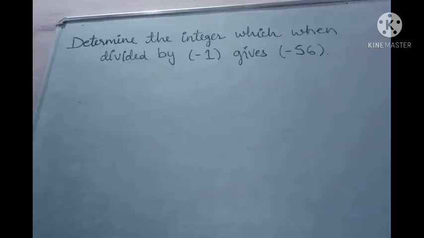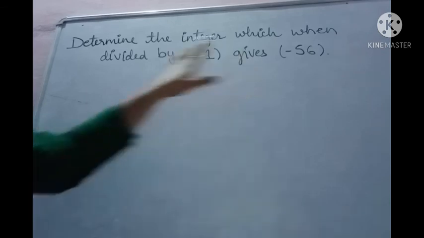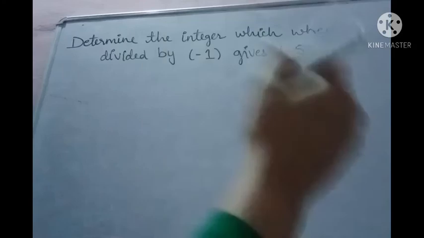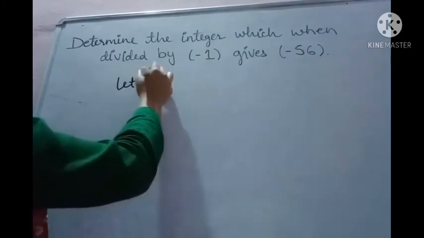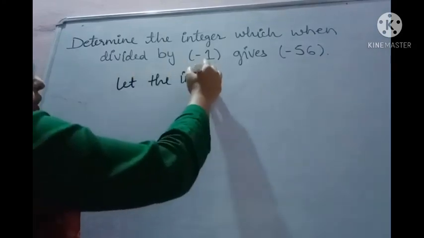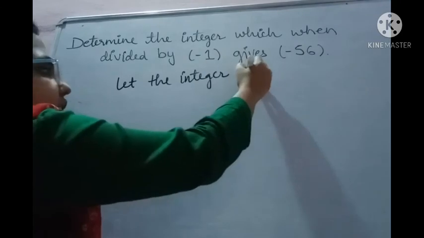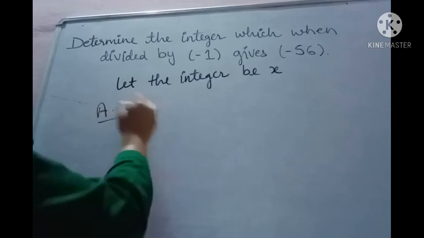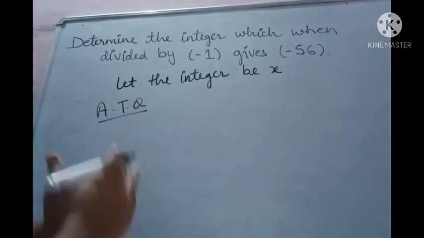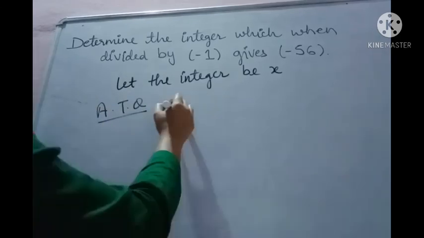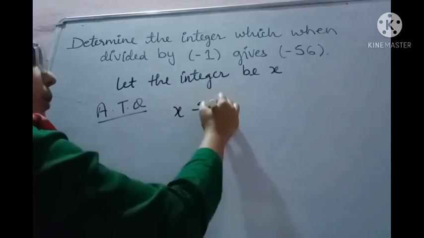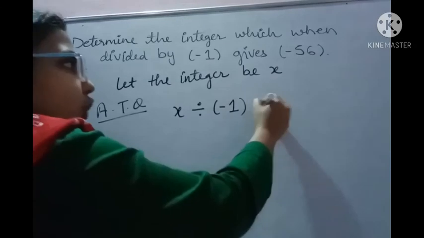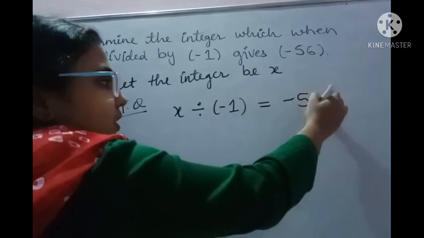Now let's have one more type of question. Determine the integer which when divided by minus 1 gives minus 56. So let the integer be x. That will be our very first statement. According to the question, you need to determine an integer which when divided by minus 1 gives minus 56. So the integer is x, and this should get divided by minus 1 in order to give you minus 56.